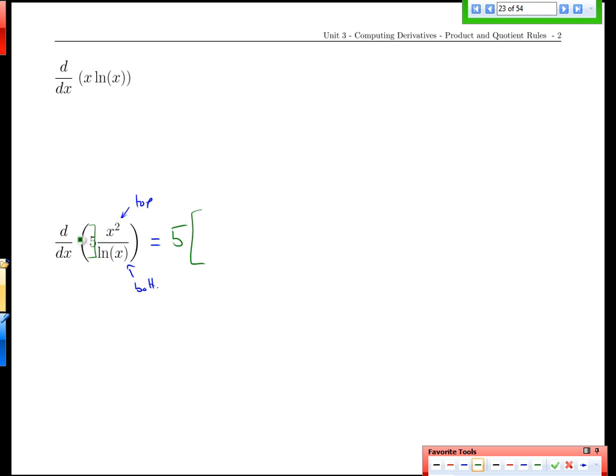Okay. So if we take the derivative of 5 times x squared over ln of x, we take the derivative of the top, which is 2x, times the bottom, which is ln of x, minus the top by itself, the original, times the derivative of the bottom. The derivative of the bottom, the derivative of ln, is 1 over x, all over the bottom squared, the original bottom, all squared. Okay, and that would be our derivative.